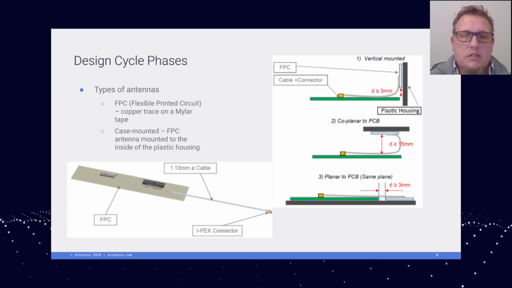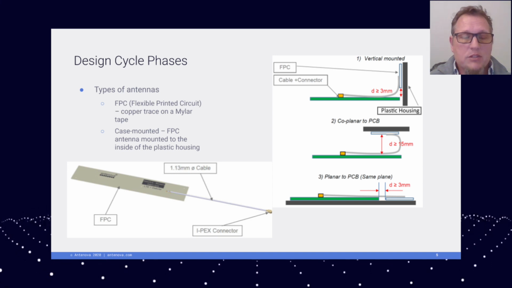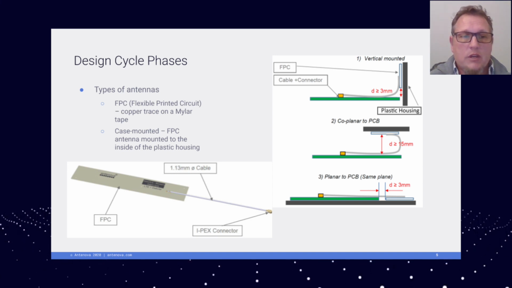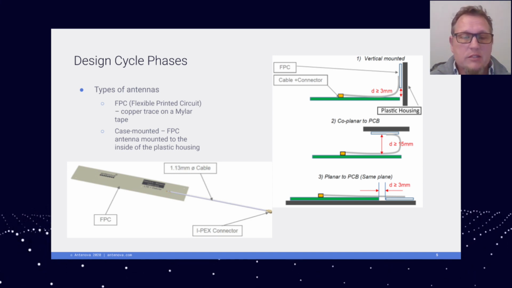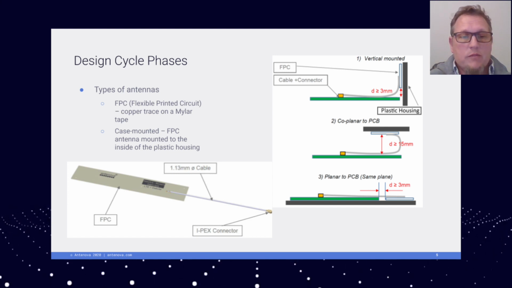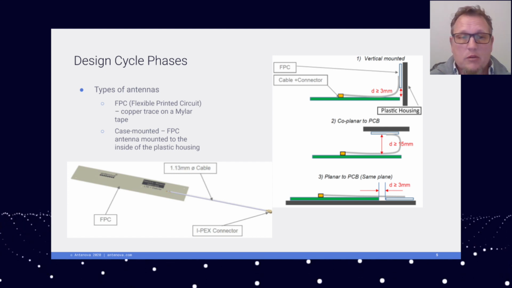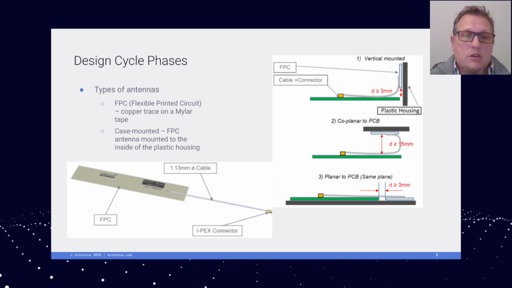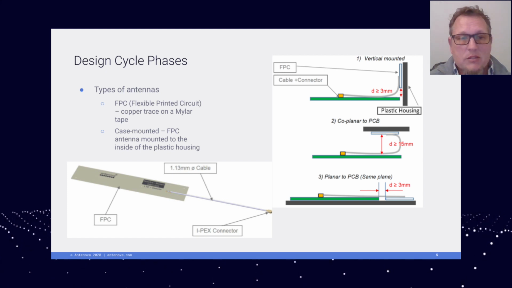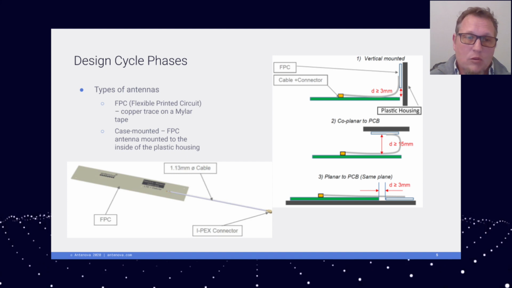With the FPC type antennas, you feed them through a coaxial cable that attaches to your radio via a U.FL or IPEX connector. And by using the flexible printed circuits, you can make them smaller, but what happens is the currents tend to run down the coax, and therefore the coax becomes part of the antenna or the counterpoise.